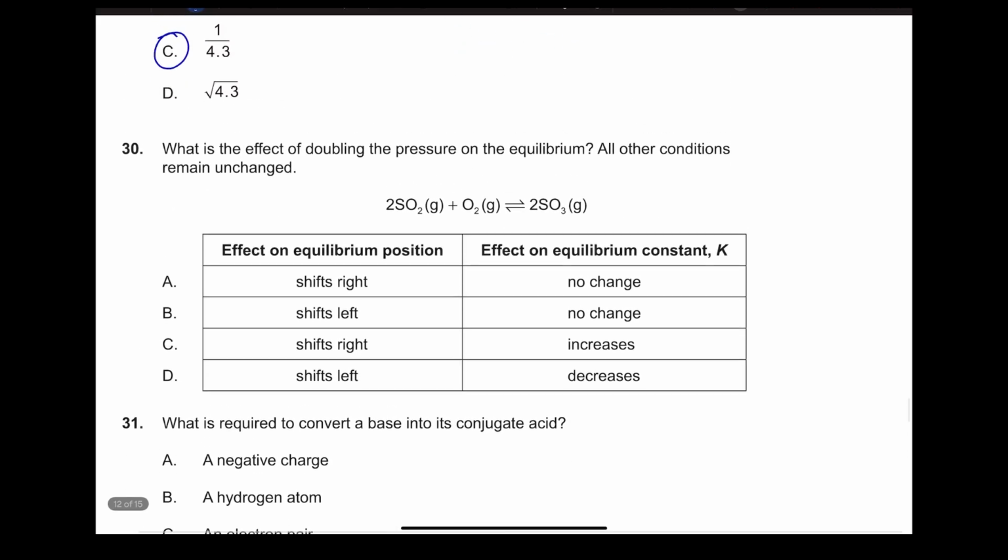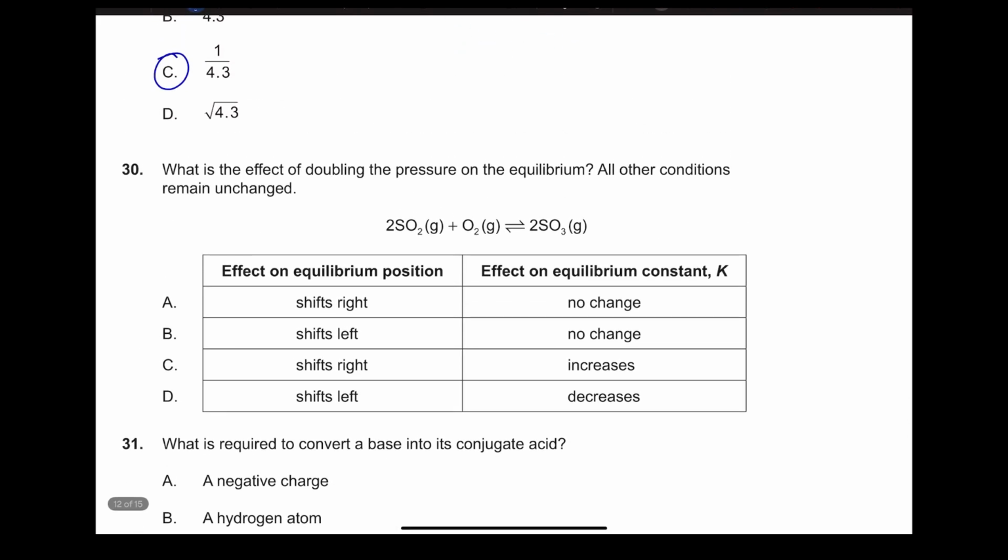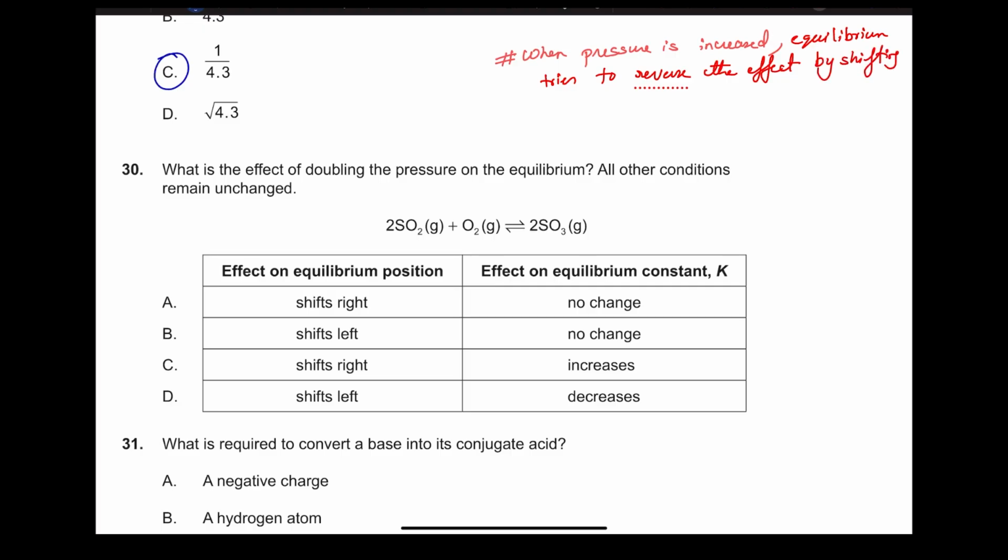Next, what is the effect of doubling the pressure on equilibrium? So when pressure is increased, the equilibrium tries to reverse this effect. So equilibrium tries to reverse the effect by shifting to the side with less moles of gas.